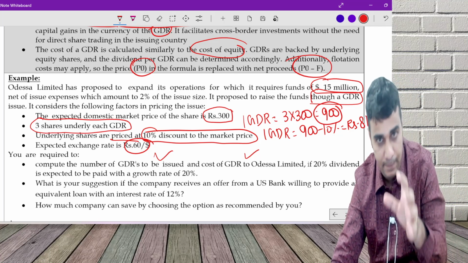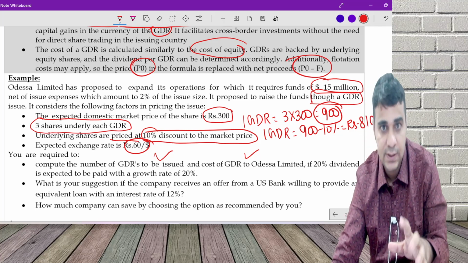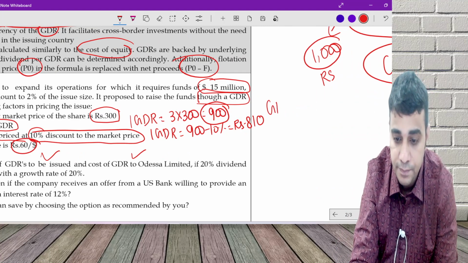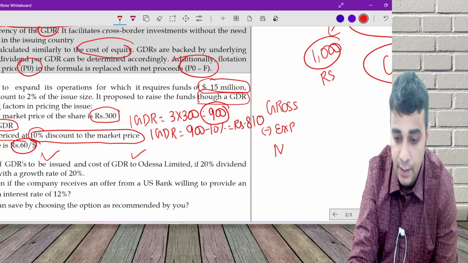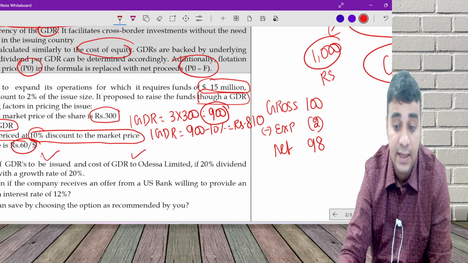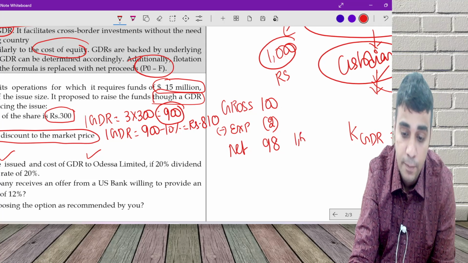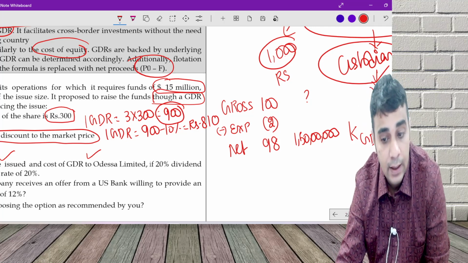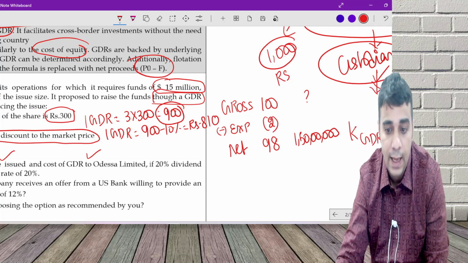For the number of GDRs, considering the issue expenses, I have to raise more money. I need a net amount of 15 million. So it's like this: gross less expenses is net. Gross is 100, expenses 2%, net is 98. I need net 15 million, which is 1 crore 50 lakh, since 1 million is 10 lakh. So 1 crore 50 lakh dollars.